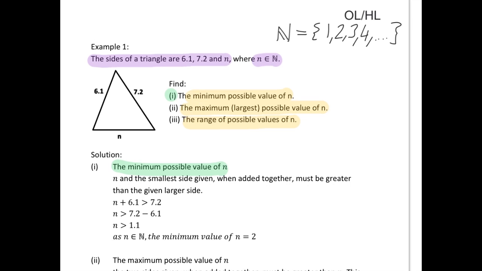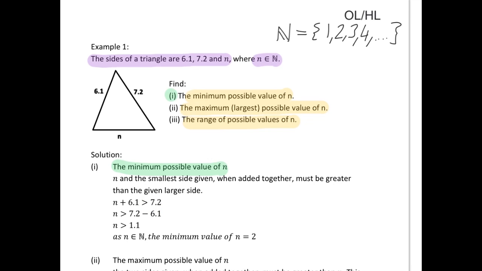Well, we know from our triangle inequality theorem that n and the smallest side given, when added together, must be greater than the given larger side. So the smaller of the two sides given is this 6.1. So we need this n and this 6.1 added together to be bigger than the other side, 7.2. So n plus 6.1 must be bigger than 7.2.